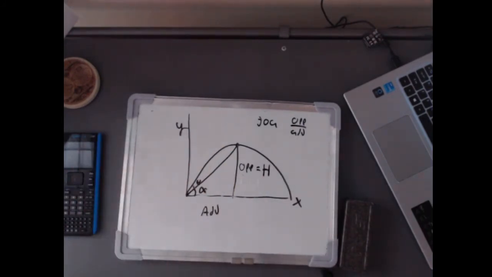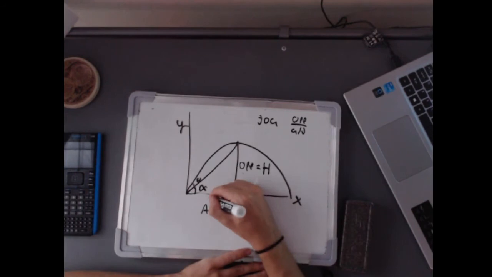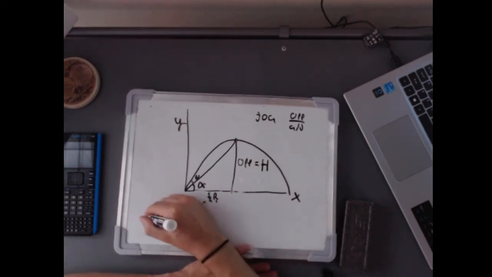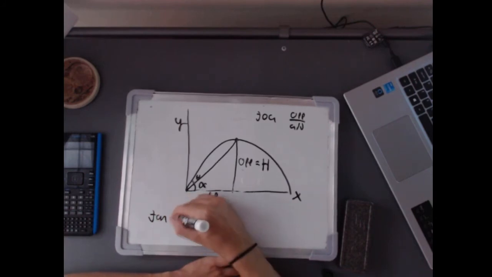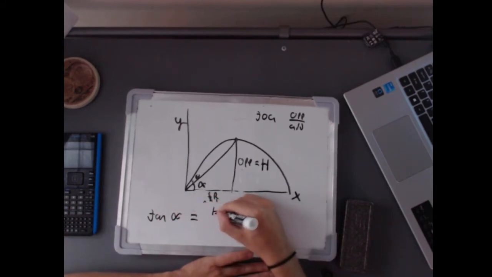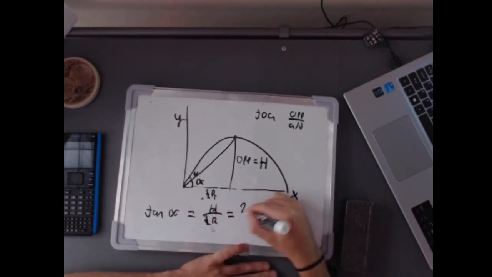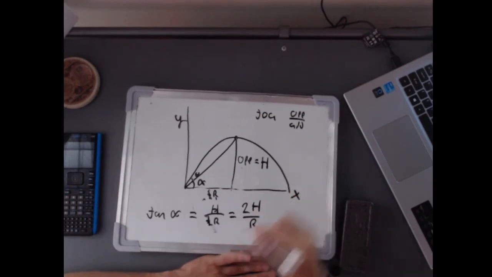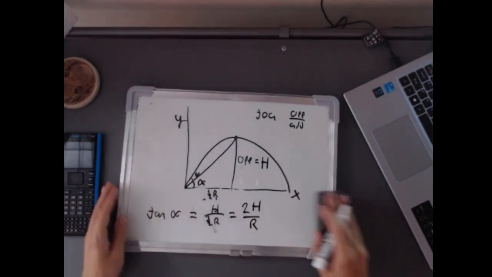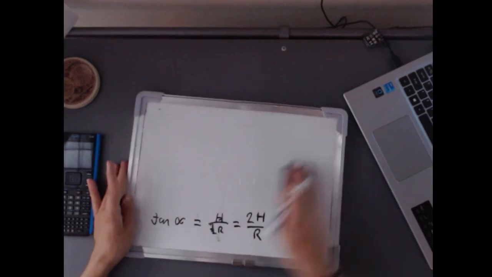It's a quadratic. So nice. So this will be 1/2 r. So the tangent of alpha is equal to h over 1/2 r, or 2h over r. Multiply top and bottom by 2. So that is what we're looking for.